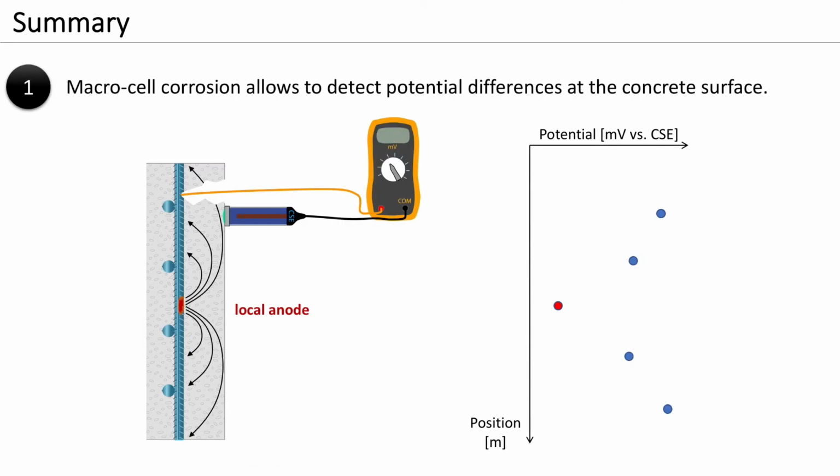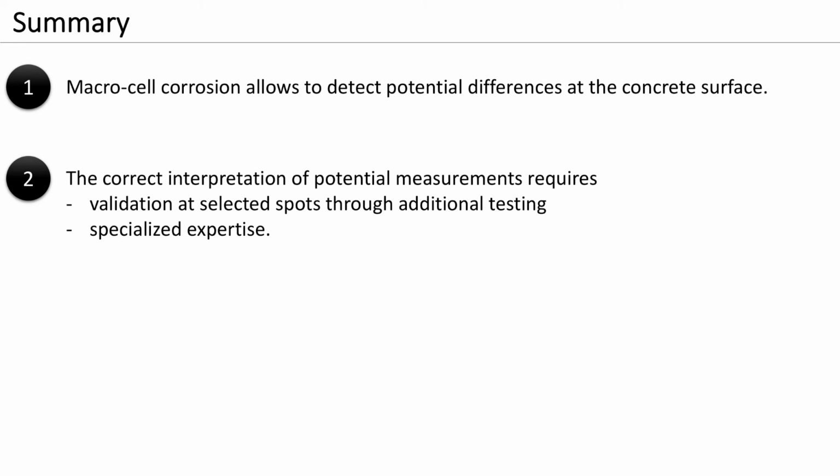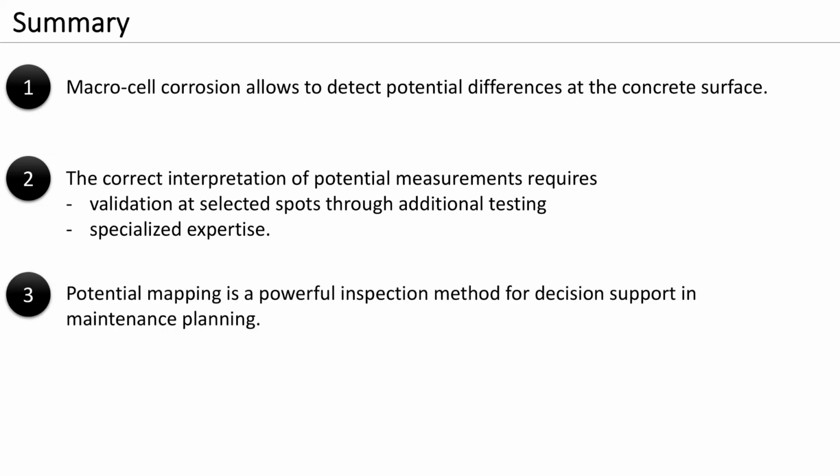In this video, we have seen how localized corrosion spots can be detected non-destructively with potential measurements at the concrete surface. The correct interpretation of potential measurements requires validation at selected spots through additional testing and specialized expertise. The main advantages of potential mapping are that this technique allows assessing the full surface of a structural member, and that it can reveal zones where active corrosion is ongoing, but where this is not yet visibly apparent. Thus, potential mapping is a powerful inspection method to support the planning of maintenance and repair.